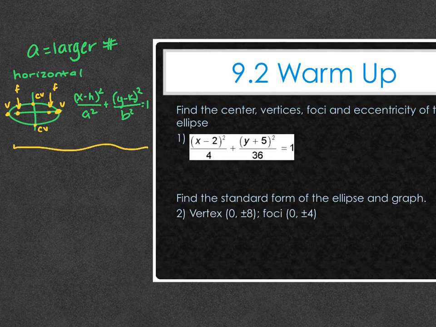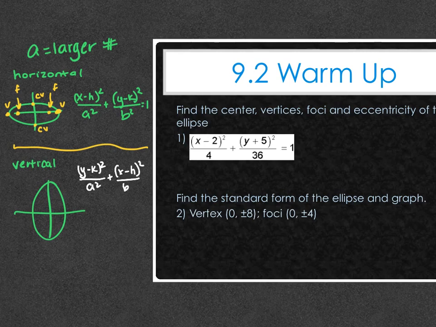If it's vertical, then it's taller than it is wide, and the larger number is under the y. So the order doesn't really matter. The y could come first or second, but the y is going to have the a. So larger is going to be underneath the y. And again, order doesn't matter because they're both positive. Obviously, it's going to matter when we get into hyperbolas, because it's a minus.